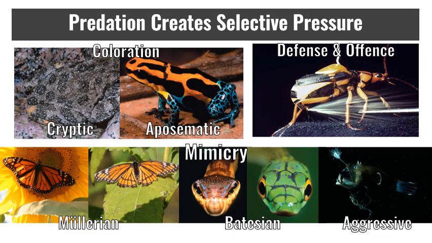Predation is a major driver of evolutionary change. Something like the bombardier beetle on the top right, they develop an acid spray as a defensive mechanism. Other ones are going to have more attacking structures. Coloration could be cryptic, so like camouflage, or aposematic, like warning coloration. Mimicry is another great example of a pressure that is driven through this process.